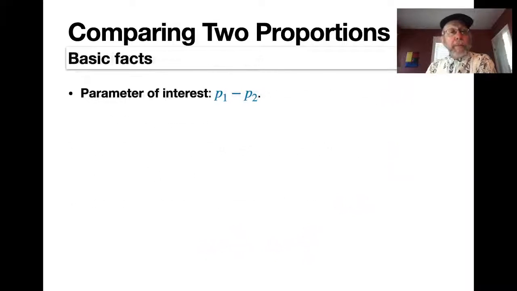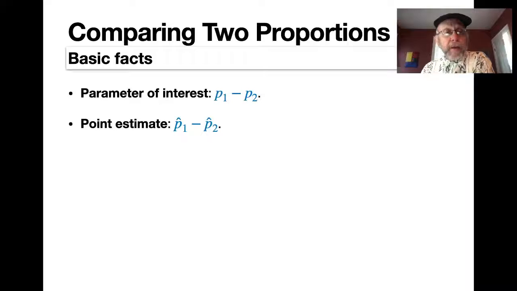The parameter of interest that we're going to study is the difference in population proportions between group 1 and group 2. And pretty naturally, I think our point estimate for that difference is going to be the difference in sample proportions. That's the best information we have about the proportions in each group coming from our sample data.